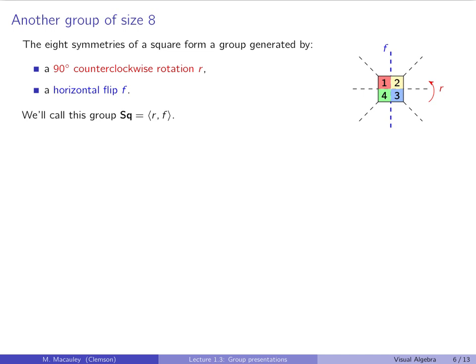And this is a symmetry group of a square. This is generated by a 90-degree counterclockwise rotation, which we'll denote by R, and a horizontal flip, that is across a vertical axis, that we'll denote by F. So we call this the square symmetry group. Very shortly, we'll be giving this another name, namely dihedral. But for now, let's just call it this.